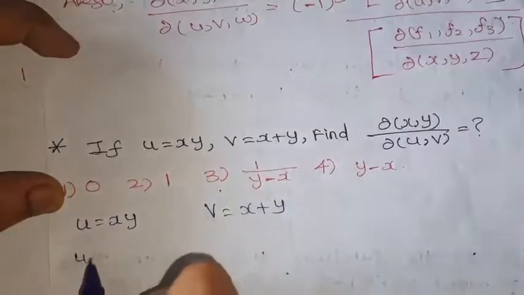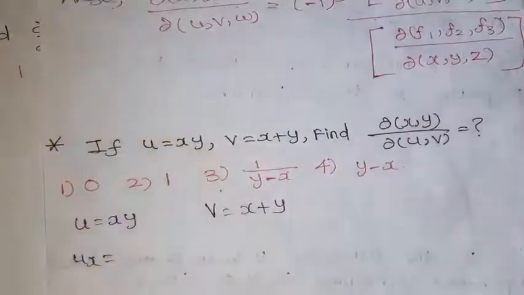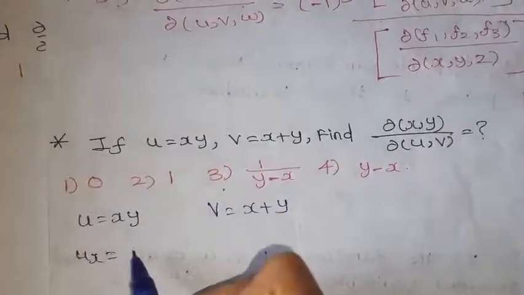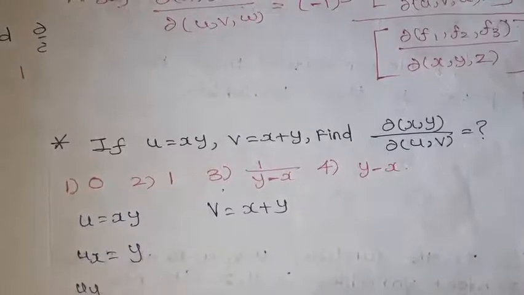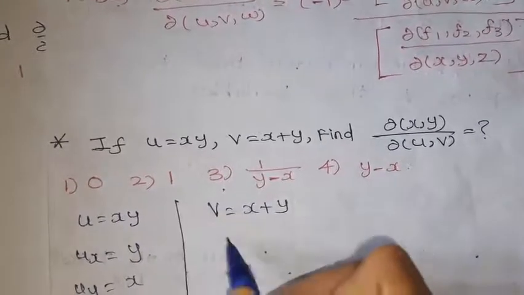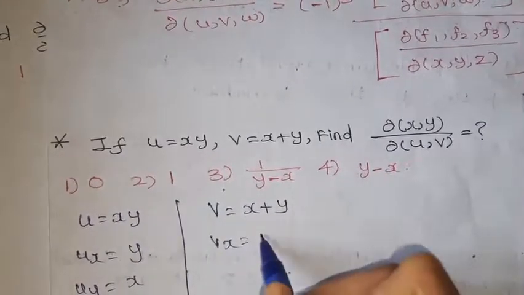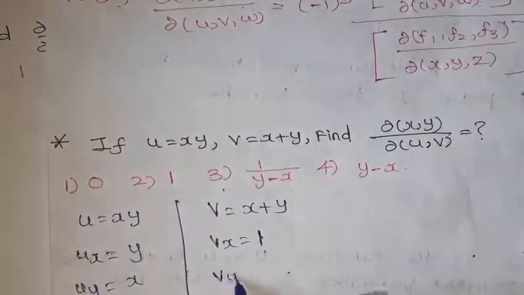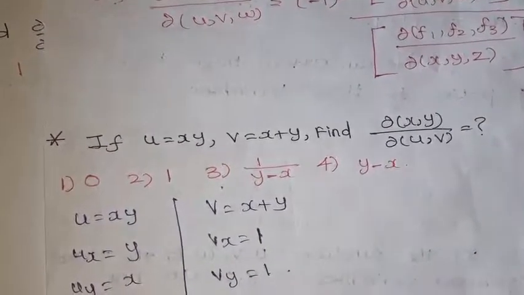Then what is ux? Differentiate. I am not writing it as dou u by dou x. In short, I will write ux. Ux equal to y. Then uy equal to x. Similarly, vx equal to 1. Then vy equal to 1 also.